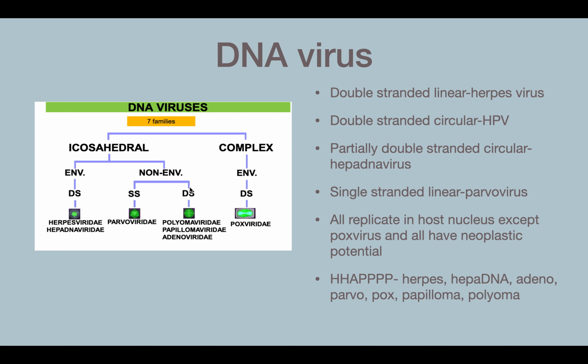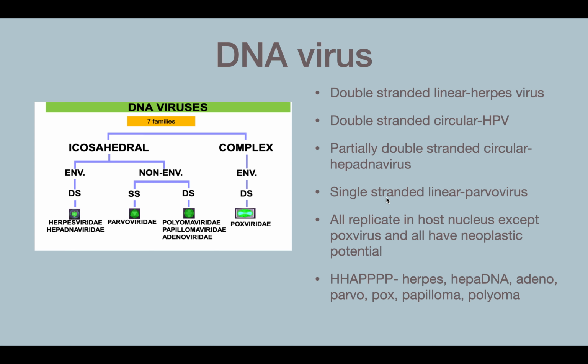DNA viruses are 7 families. They can be icosahedral enveloped double-stranded, non-enveloped single-stranded or double-stranded, and complex. So the double-stranded linear DNA virus is the herpesvirus. Double-stranded circular is going to be the human papillomavirus, and then the partially double-stranded circular viruses are the hepadnaviruses. The adenovirus is double-stranded linear.